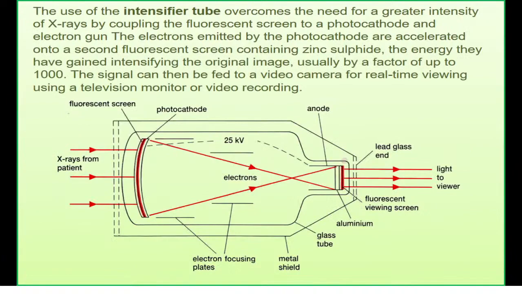The use of the intensifier tube overcomes the need for a greater intensity of X-rays by coupling the fluorescent screen to a photocathode and electron gun. The electrons emitted by the photocathode are accelerated onto a second fluorescent screen containing zinc sulfide. The energy they have gained intensifies the original image, usually by a factor of up to 1000. The signal can then be fed to a video camera for real-time viewing using a television monitor or video recording.